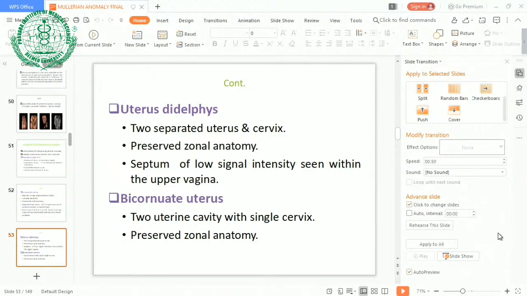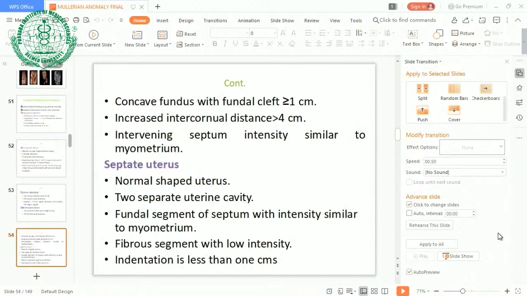Septum of low signal intensity is seen within the upper vagina. Bicornate uterus: two uterine cavities with a single cervix, preserved zonal anatomy. Concave fundus with the fundal cleft more than or equal to 1 cm. Increased intercornual distance is more than 4 cm. Intervening septum intensity is similar to the myometrium.